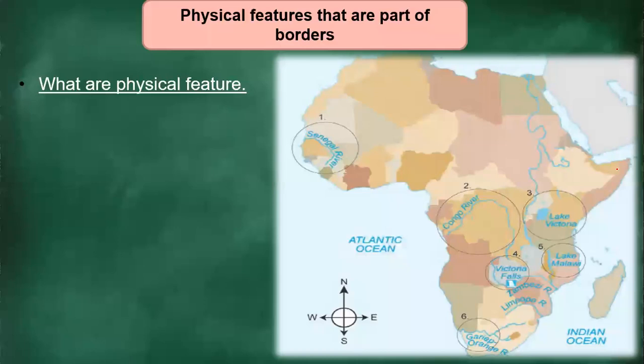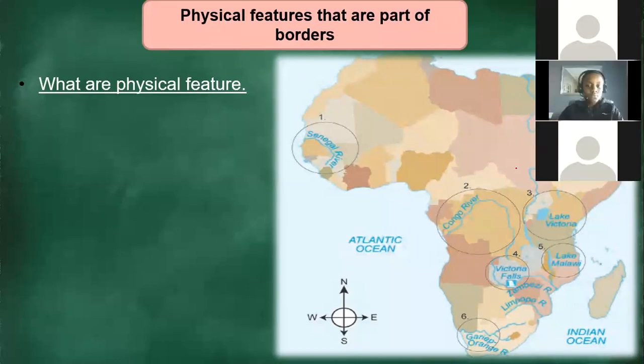We have Lily? Ma'am, a physical feature is like nature. It's on the map. It's like natural things that they show on maps. Okay, yes, that's true. What are those natural things?